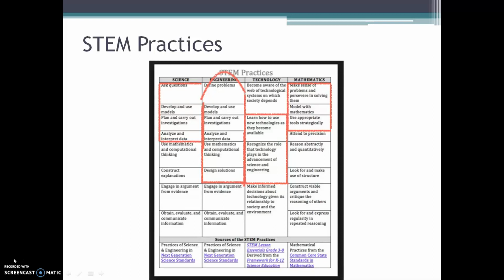In the technology category, I had learn how to use new technologies as they become available and recognize the roles that technology plays in advancement of science and engineering. And in the math category, I had make sense of problems and persevere in solving them, model with mathematics, and use appropriate tools strategically.